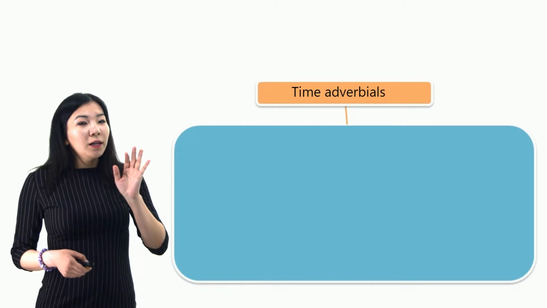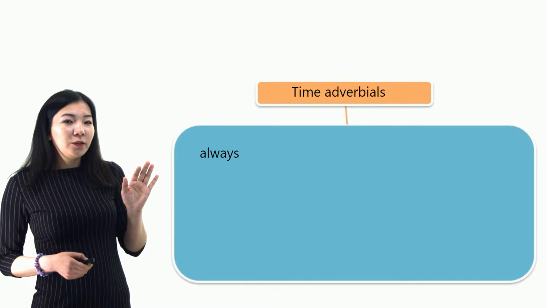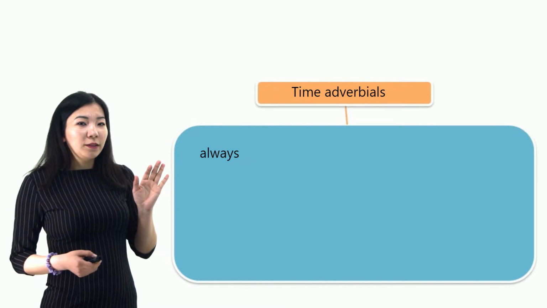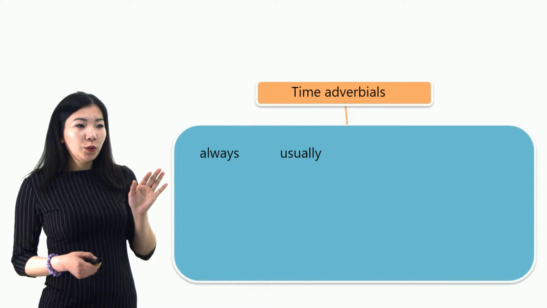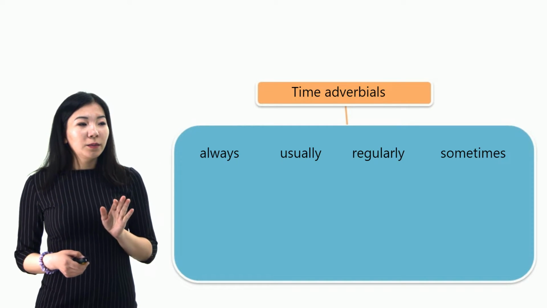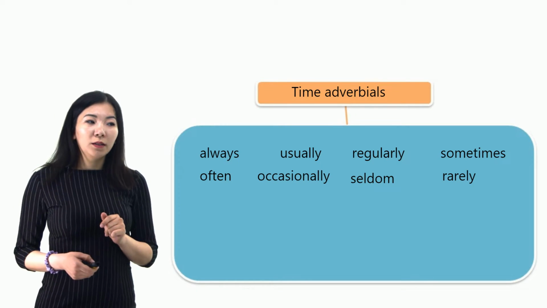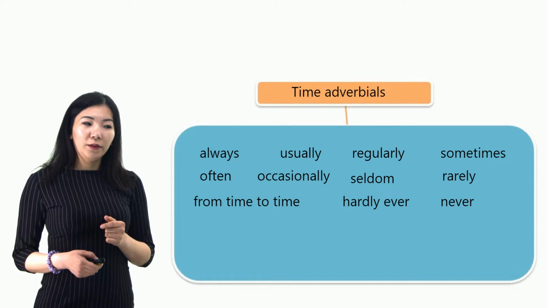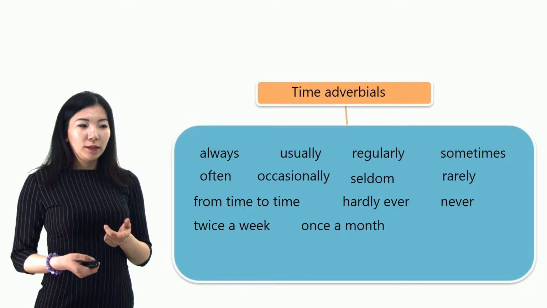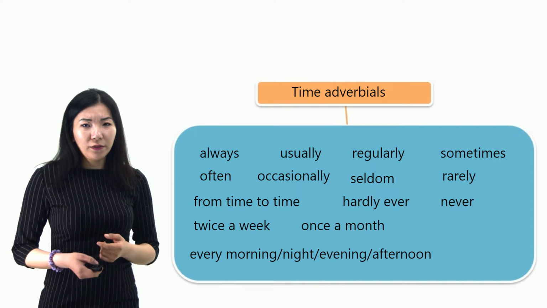Okay, so time adverbials. These are the time adverbials that we use in present simple, like always, usually, regularly, sometimes, often, occasionally, seldom, rarely, from time to time, hardly ever, never, twice a week, once a month, every morning, every night, every evening, every afternoon.